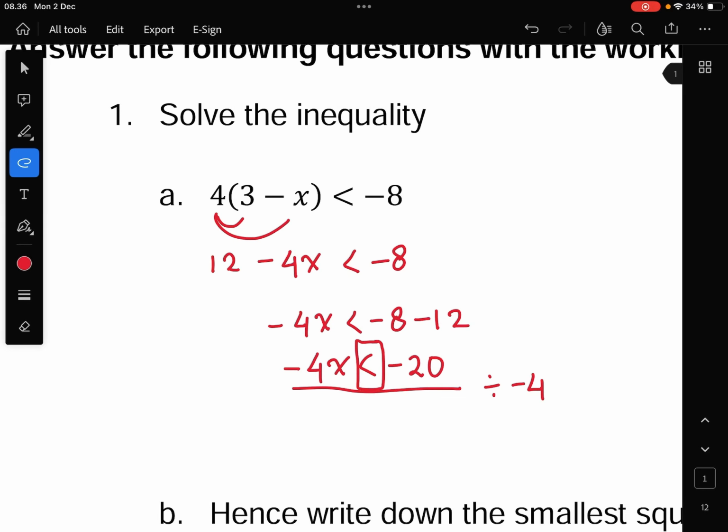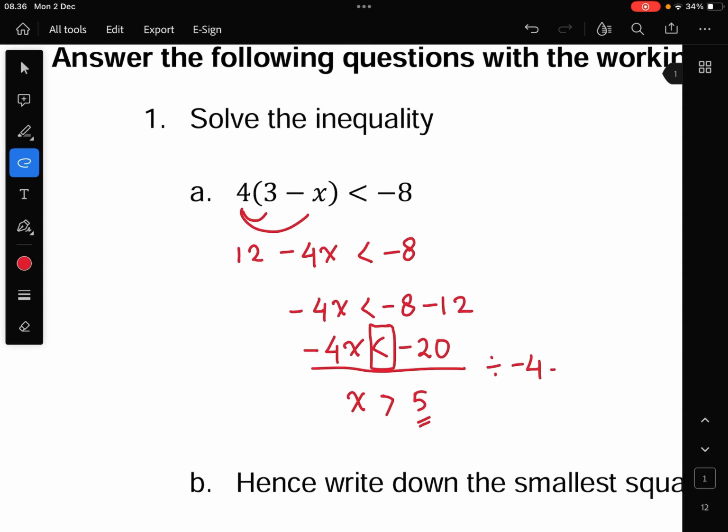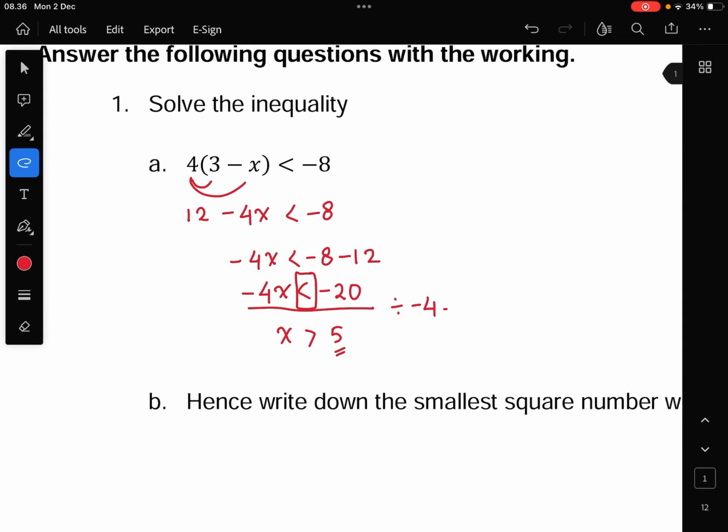So the effect for the division and multiplication of a negative number is that you have to flip the sign. So negative 4 divided by negative 4 is going to be 1, so 1x. Negative 20 divided by negative 5 is going to be positive 5. Why is it positive? Because negative divided by negative is positive. Then, this is how we solve the inequalities.